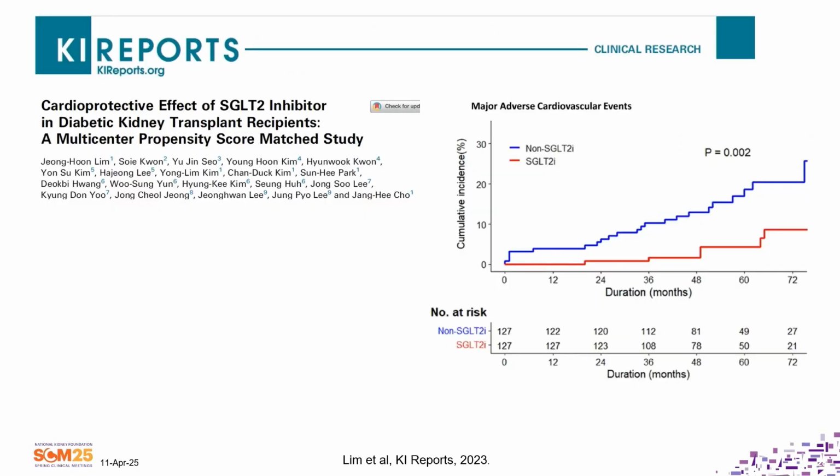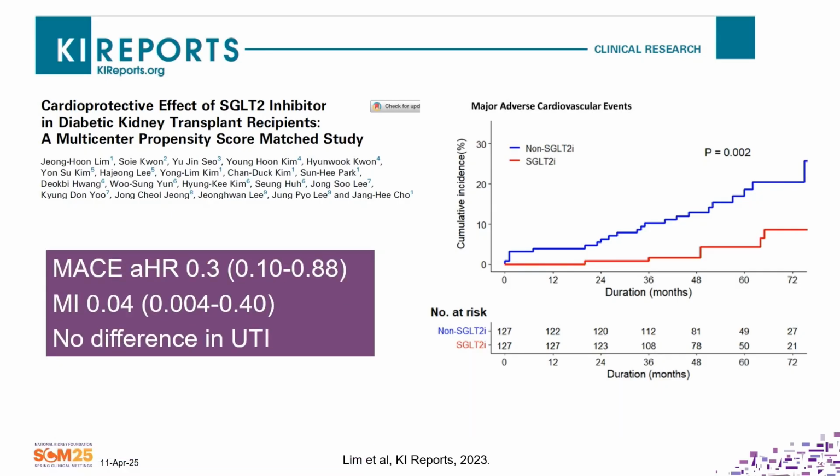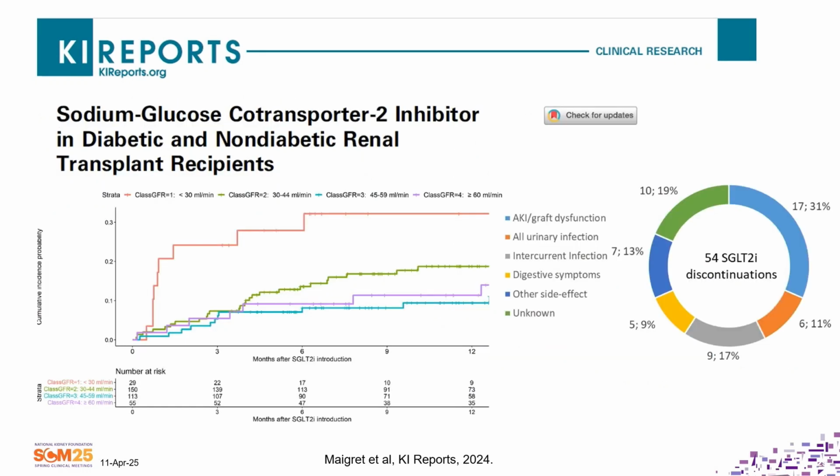And then very briefly, I'll just show you a few more studies on SGLT2. This is another study out of Korea looking at 750 KTRs. Among them, about 17% were prescribed SGLT2. And again, here their MACE adjusted hazard ratio was 0.3. Very impressive, though, in my opinion, is the MI, 0.04 hazard ratio. And importantly, they noted there was no difference in UTI rates between the two arms.